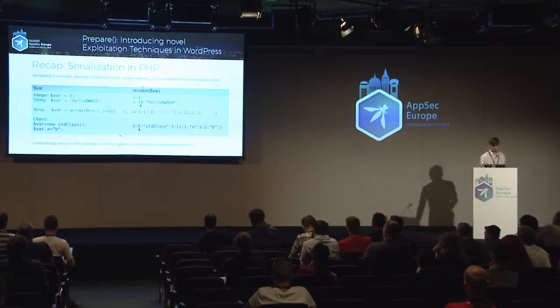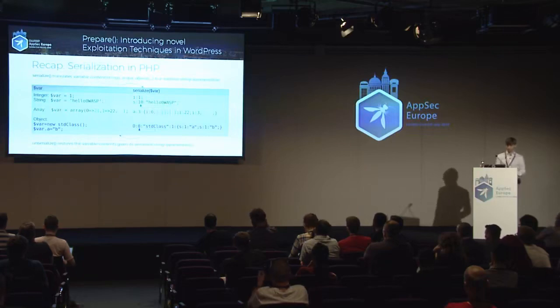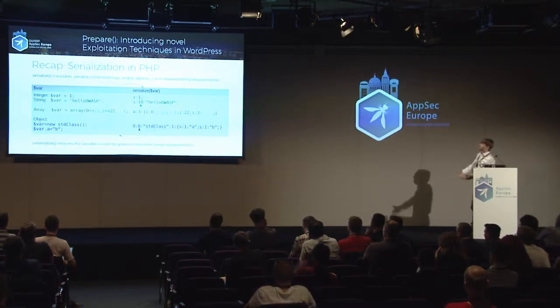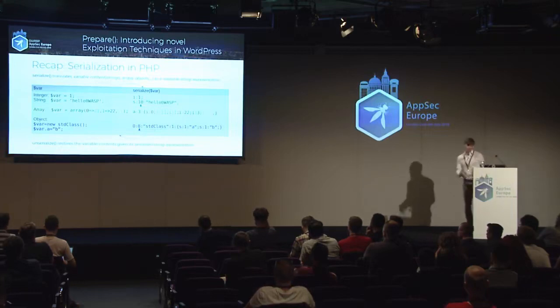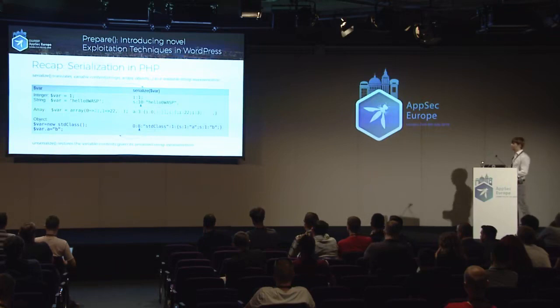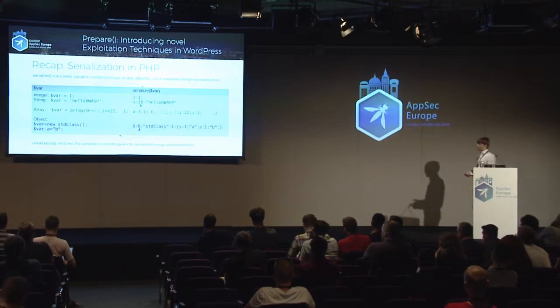So yeah, you can see it very easily. An integer is just being transformed into i:1. And yeah, this is basically it. So all the information you can see in the left column is transformed with serialize into the right column. And everything in the right column is transformed back with unserialize to the left column.